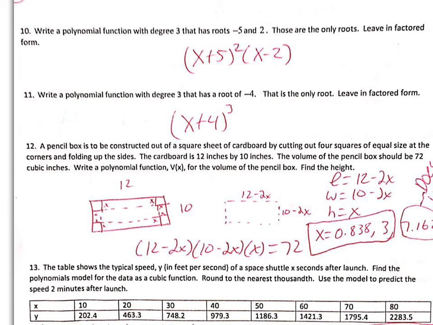Number 10, write a polynomial with degree 3 with those roots. Well, a root of negative 5 comes from a factor x plus 5. A root of 2 comes from the factor x minus 2.